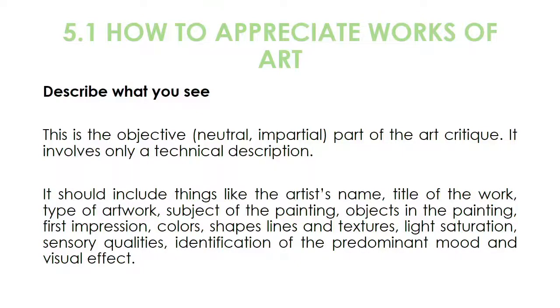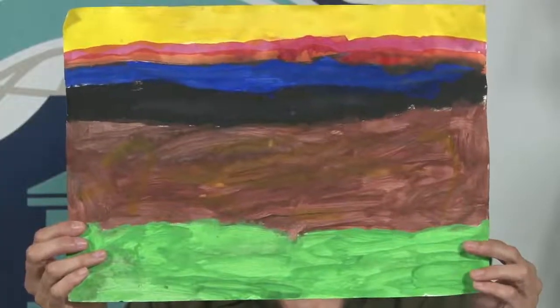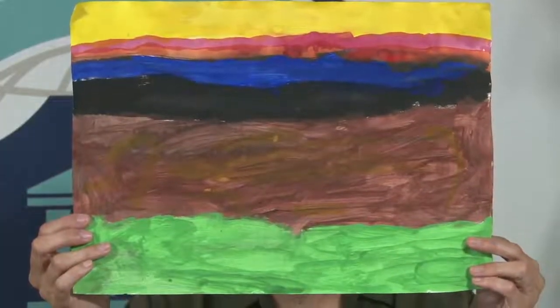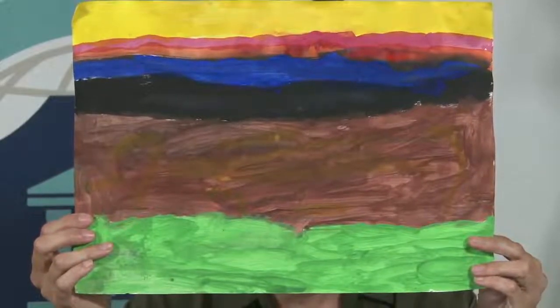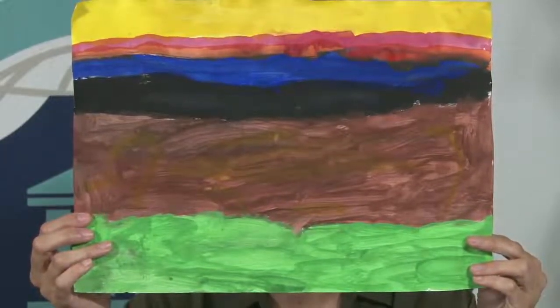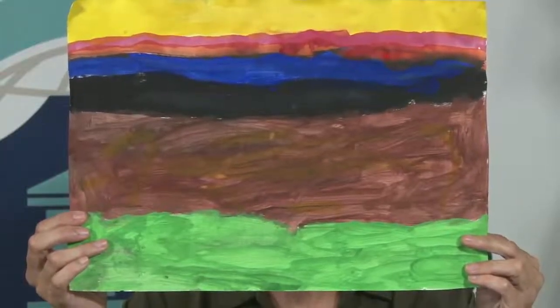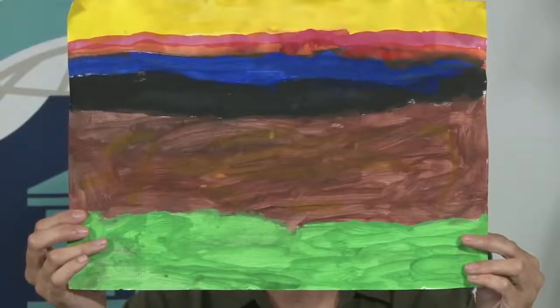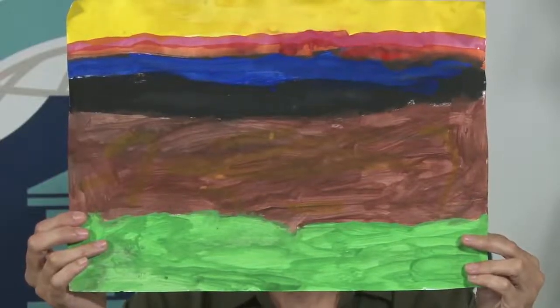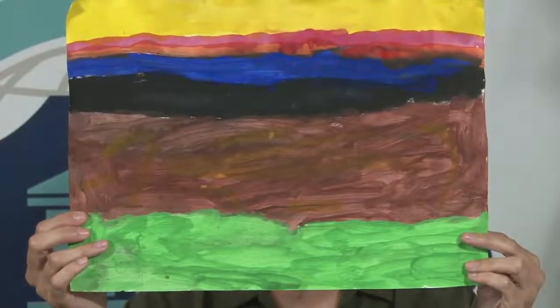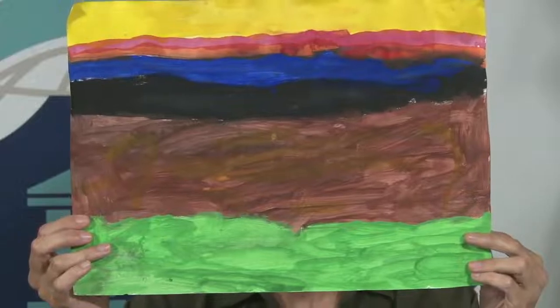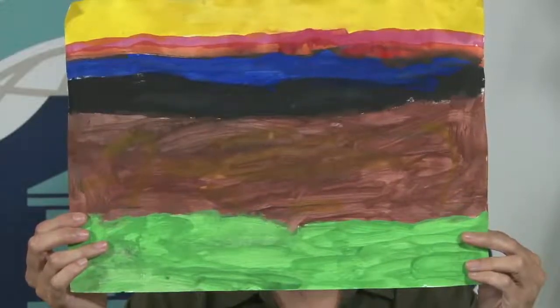I've brought an artwork today. I want you to look at it carefully. So for step 1, describe what you see. Okay? Now, this is the objective, or other words for objective are neutral, impartial, part of the art critique. And it only involves a technical description. In other words, you are literally saying what you are seeing.